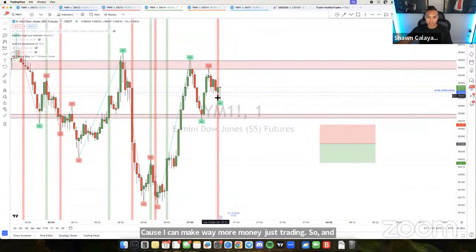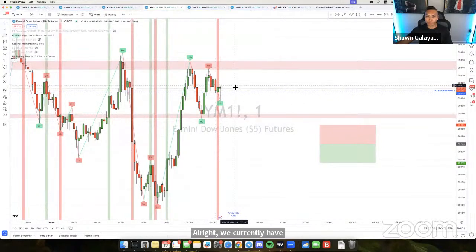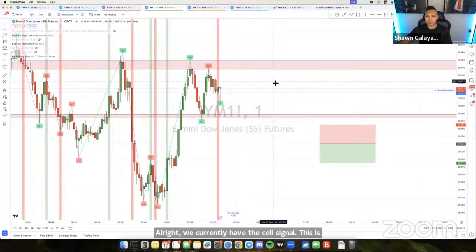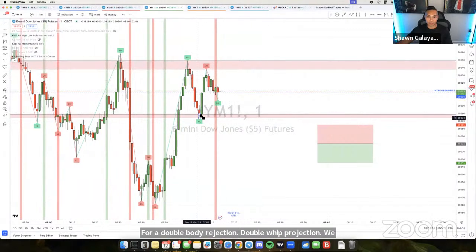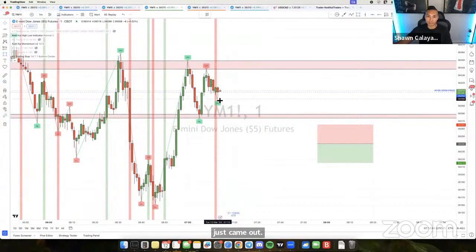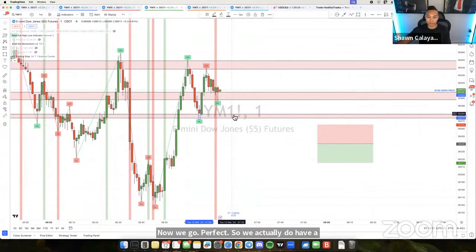All right, we currently have a sell signal here. This is perfect. We're looking for a double body rejection, double wick rejection. We don't have a double body because the double body here just came out. Now we do. Perfect. So we actually do have a double body here now.